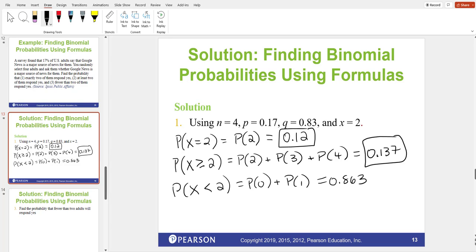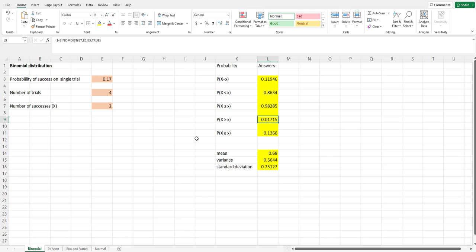Okay. If you go back to my Excel template, all the information is entered. We want less than, so we got this here, 0.8634. So it's the same thing. So once again, with my Excel template, you just put the numbers in the little pinkish columns, and then all the answers will populate over here to the right.